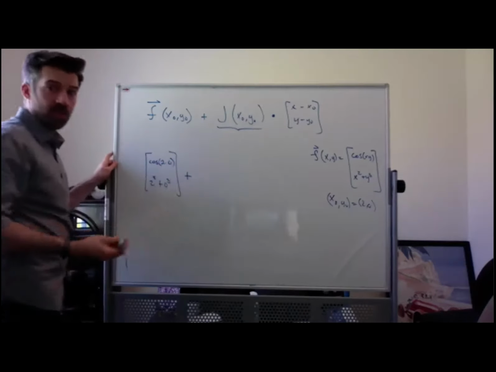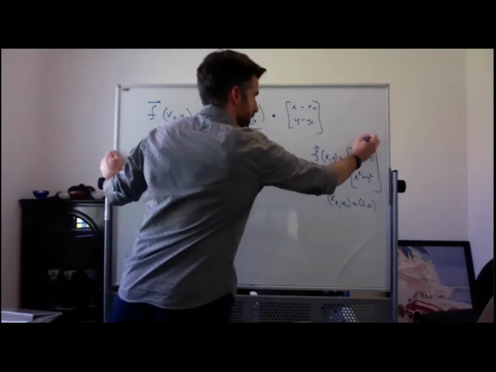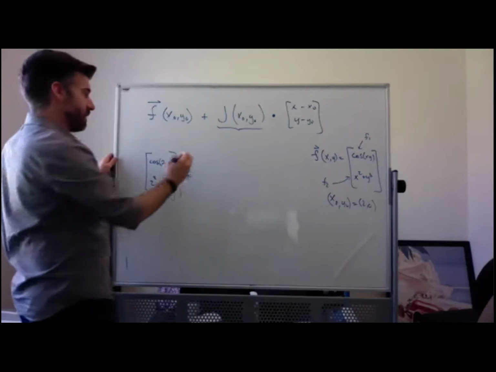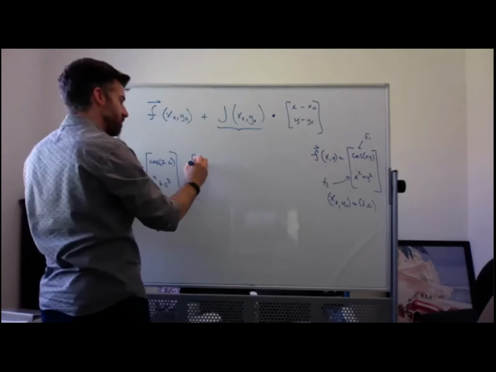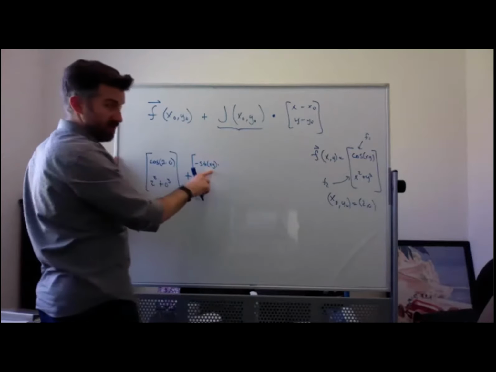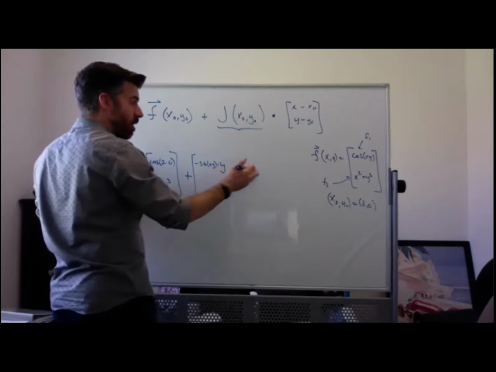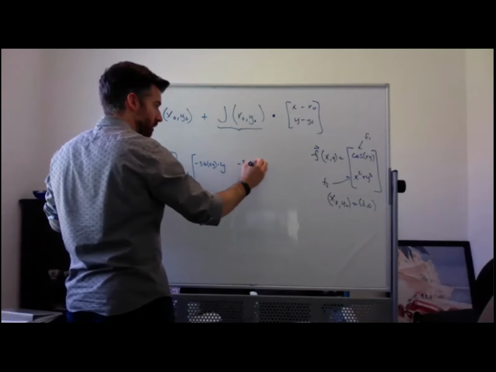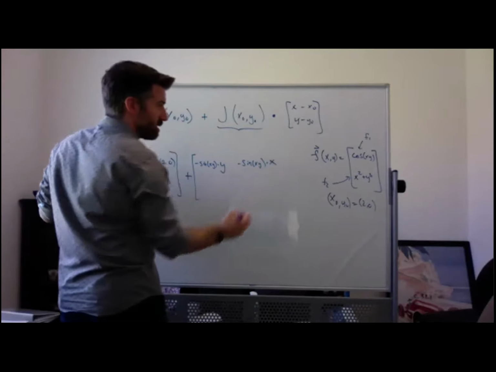Plus, okay, the Jacobian, that's going to be the partials. So again, that's F1 and that's F2. So the partial of F1 with respect to x is going to be, the derivative of this with respect to x is going to be negative sine of xy times the derivative of xy with respect to x, which is just y. And then the partial of this with respect to y is going to be derivative of cosine of stuff is negative sine of xy times the derivative of xy with respect to y, which is just x.